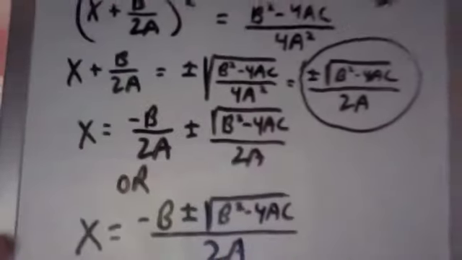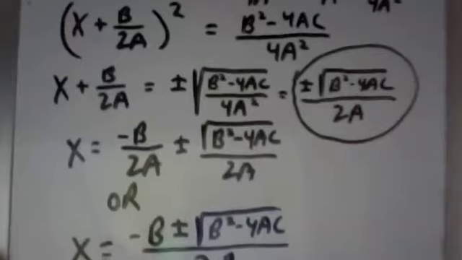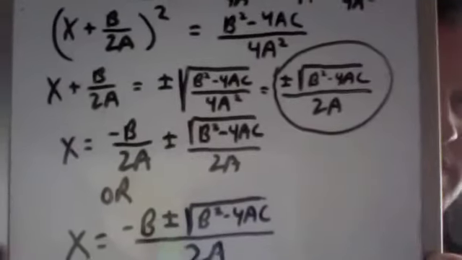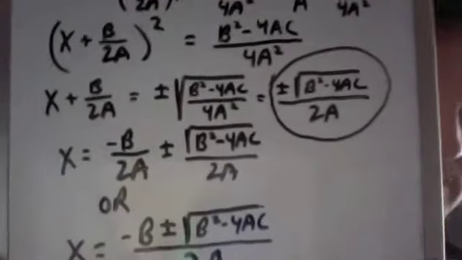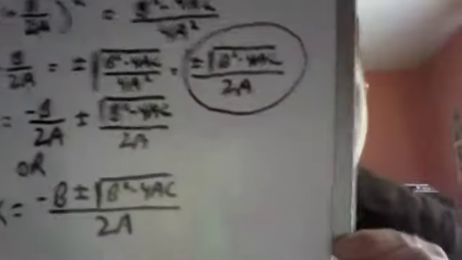Well, notice I have 2a as my common denominator, so I can just leave that. So x is equal to negative b plus or minus the square root of b squared minus 4ac, the whole thing all together divided by 2a. And so that's my quadratic formula in a nutshell.